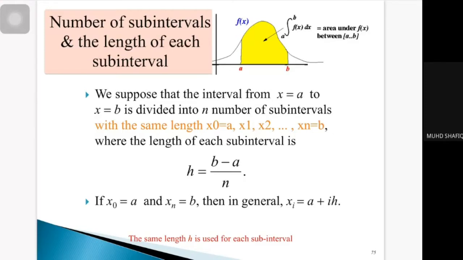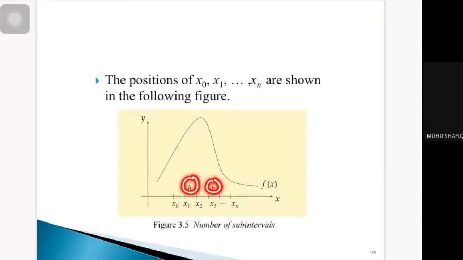We suppose that the interval from x equal to A to x equal to B is divided into n number of subintervals with the same length, where the length of each subinterval is h. So how to find h? B minus A, this is your B and this is your A, divided by n. So n is the number of subintervals. This is your h, the length of each subinterval.